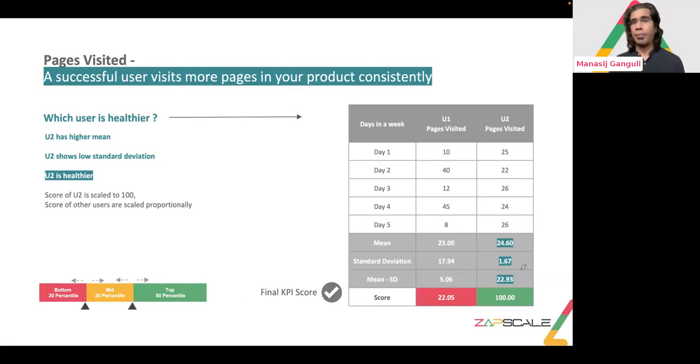For the laggards, the people who are doing in the poorest percentiles, will get a red. People who are doing in the top percentiles will get a green.